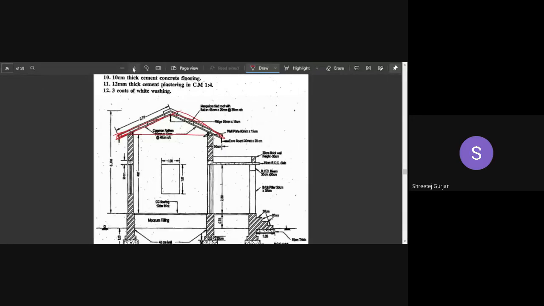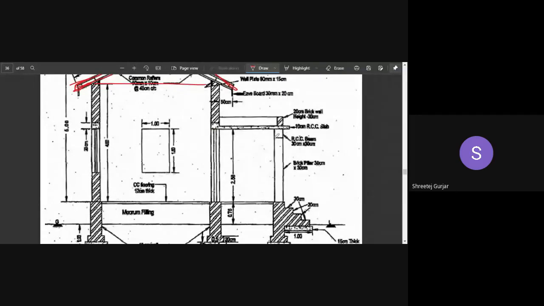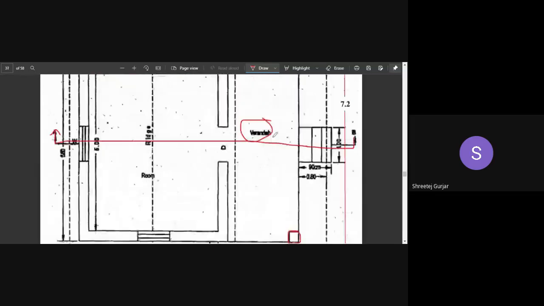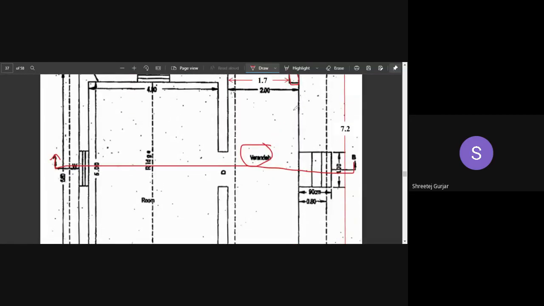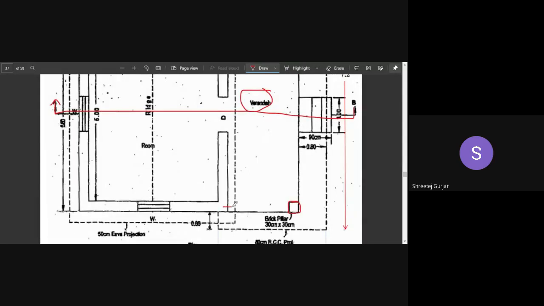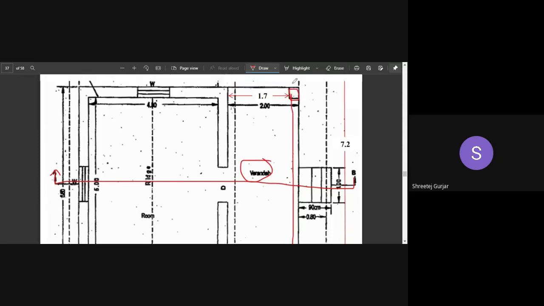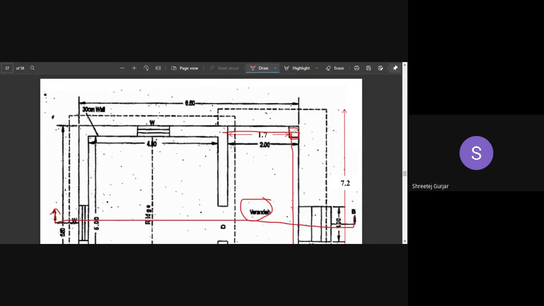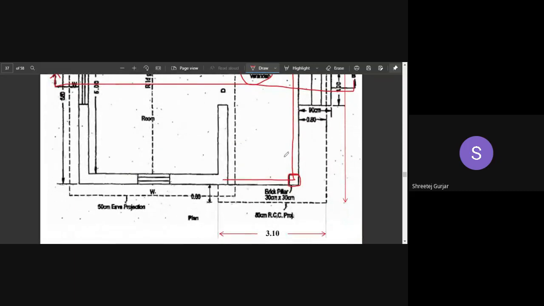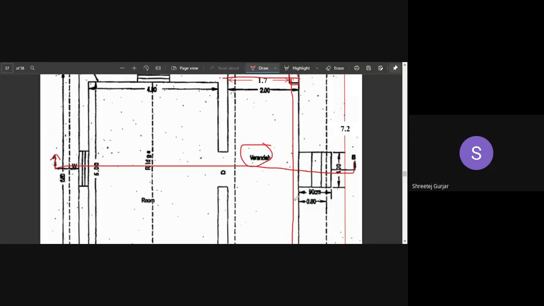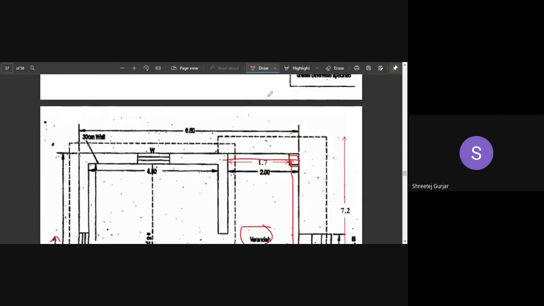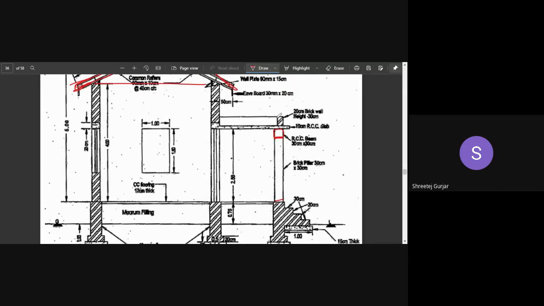Let me just zoom in. Up to here is our brick pillar, from here to here is a brick pillar, and this is your RCC beam. The RCC beam will be running from column to column. From here to here your RCC beam is running, and from here to here, and then from here to here. But there is no wall over here, remember that.